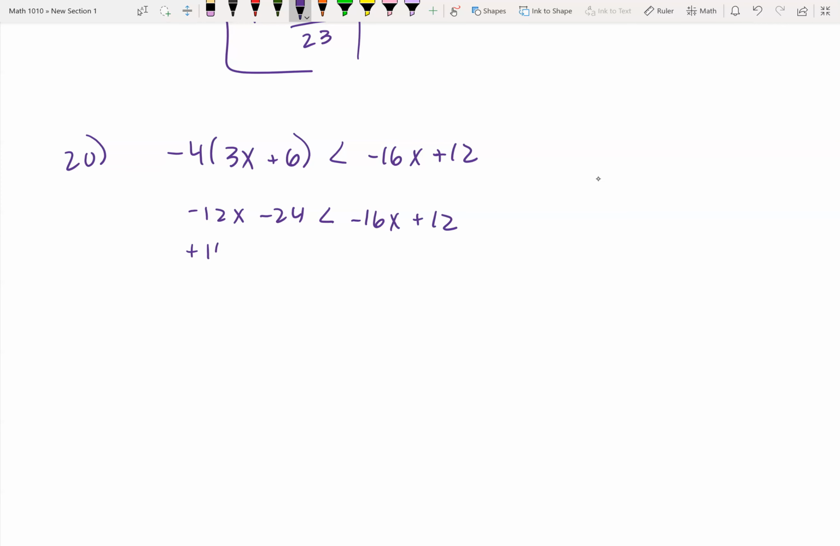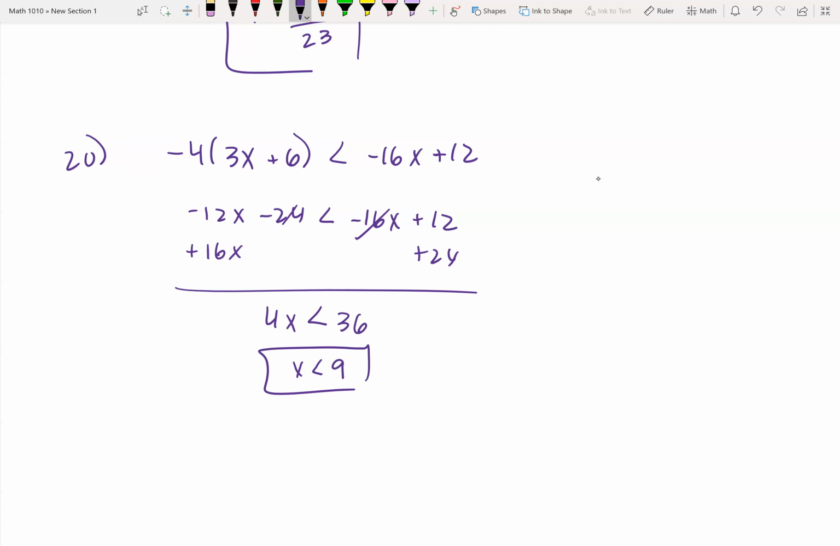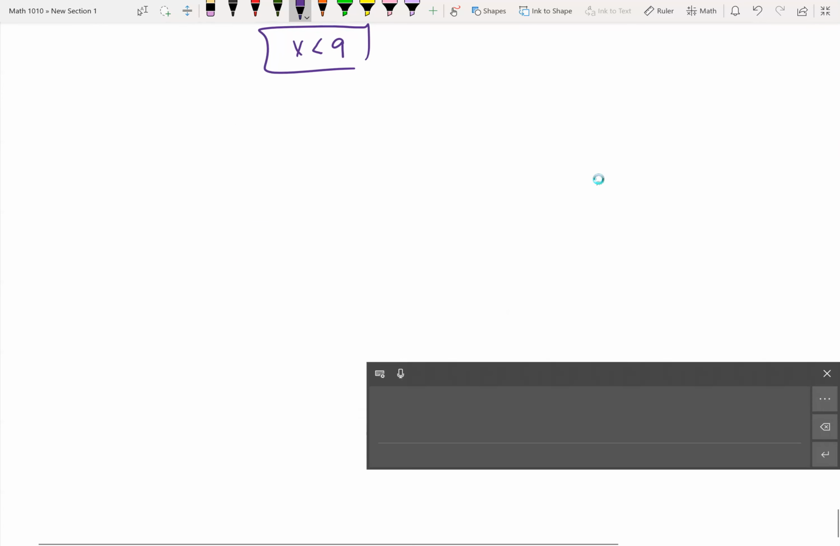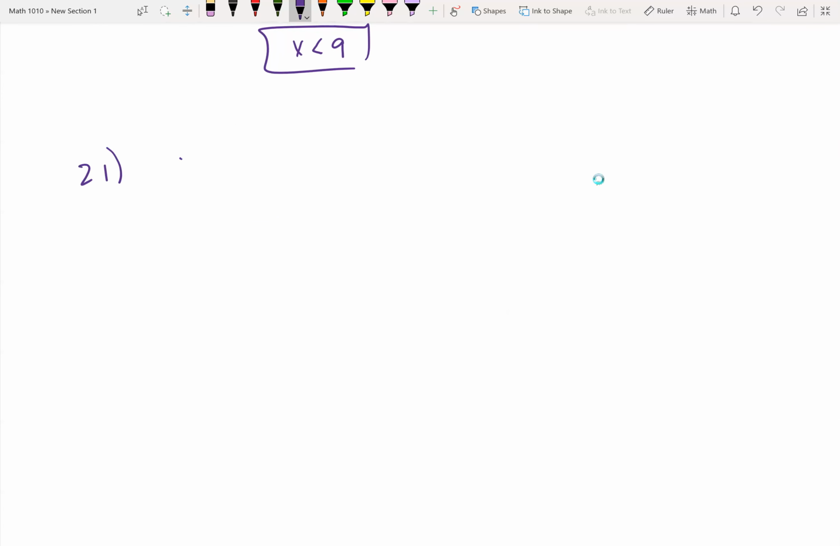Move the 16x over, it becomes a positive. Move this 24 over, and it becomes a positive. So I get 4x is less than 36. Divide by 4, and I get x is less than 9, and I didn't have to switch it because I didn't divide by a negative. Question 21, evaluate the discriminant. Okay, so to decide what kind of solutions and how many.